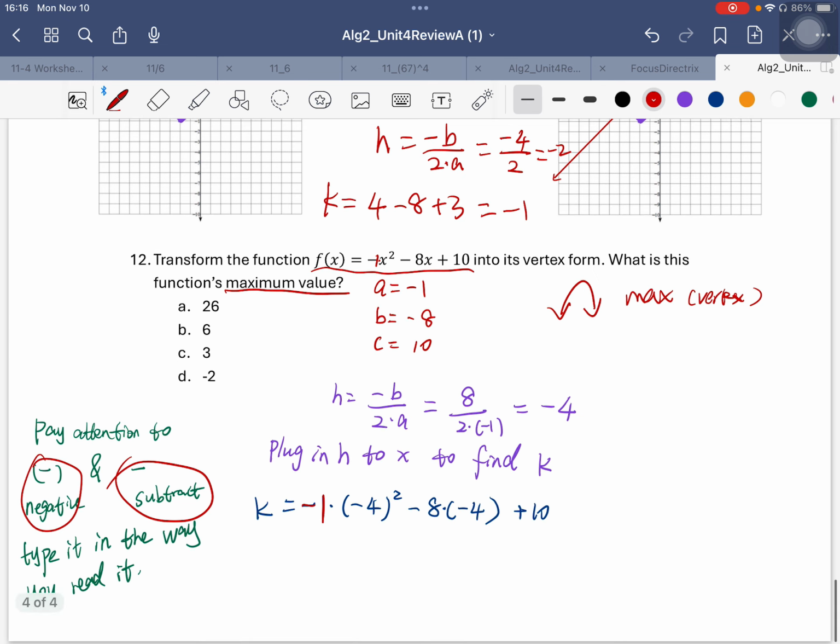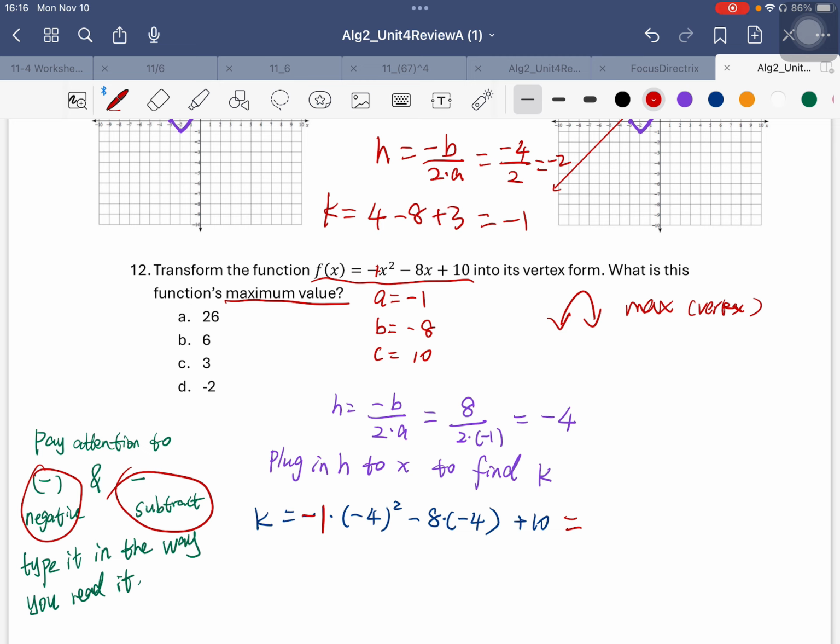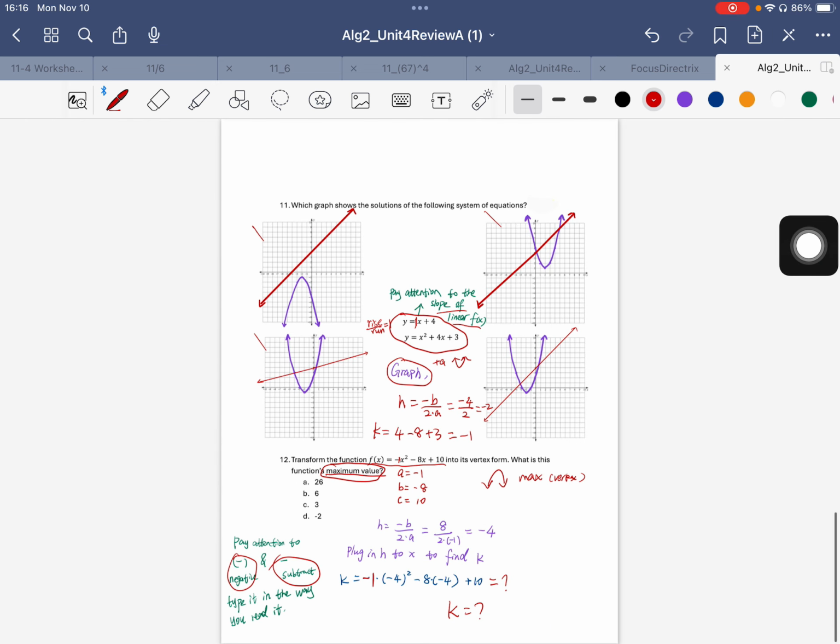Once you find the h and k, you have the a, h, k. Then you plug into the vertex form. Oh, you don't have to plug in because it's just asking you for the maximum value. You're just looking for the k. And your k is your answer. Pick the correct answer. That's it. Good luck on your test.